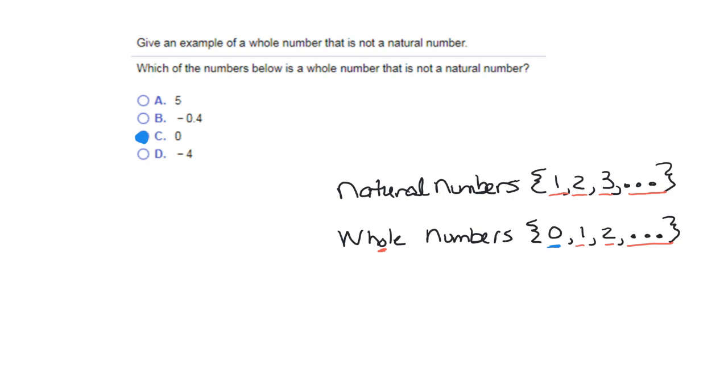All right, so A, the number 5, is a natural number and it is a whole number. All right, B is in decimal form and it's negative, so it's not even a natural number or a whole number. And again, also for D, it's a negative number, so therefore it is not a natural number or a whole number. So your answer on here would be C.